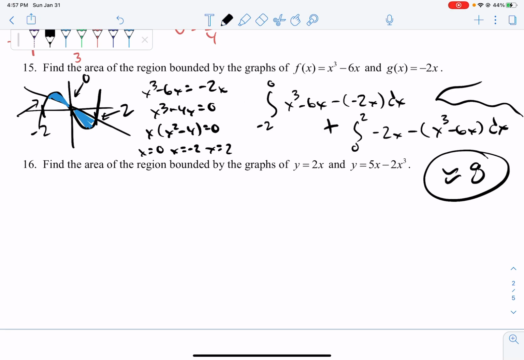All right, so number 16, find the area of the region bounded by the graphs y equals 2x and y equals 5x minus 2x cubed.